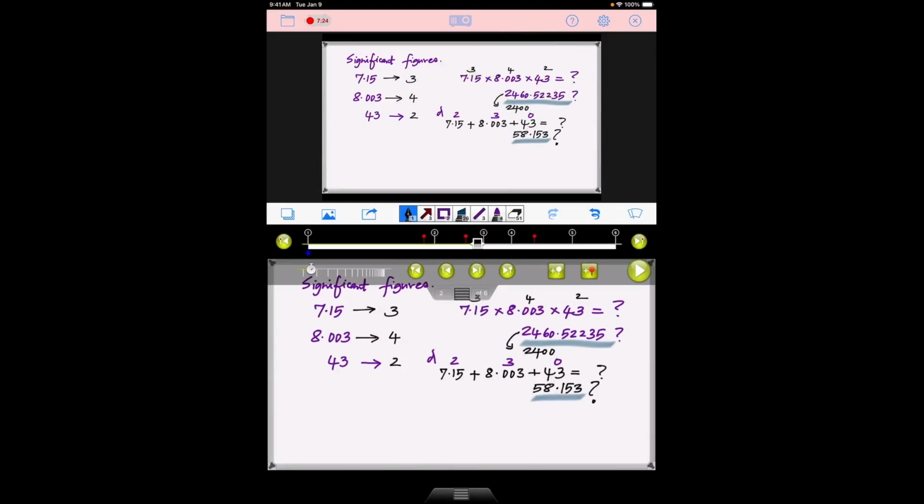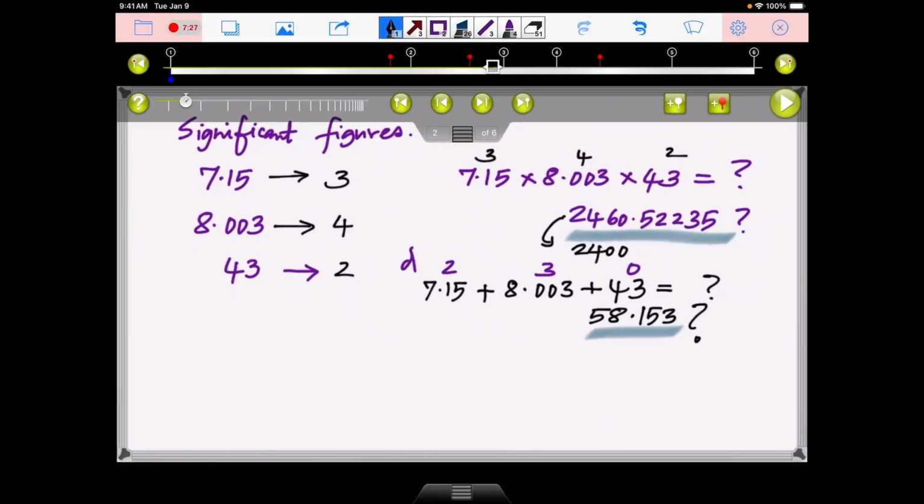Okay, so keep in mind, we're looking at the number of decimal places now. And what is the lowest number of decimal places? It's 0. Therefore, the answer must be 58. Keep this in mind. It's important for the exam. So 58, that's the answer. Moving on, I got a couple more slides.